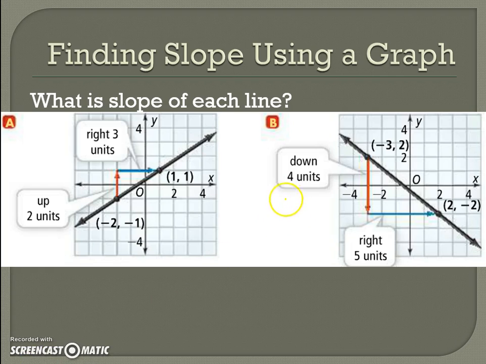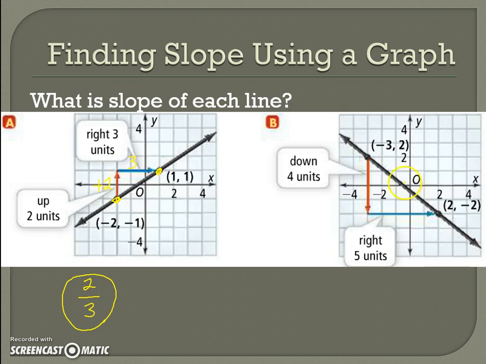And here is how you would find the slope using a graph. You just find points on the graph where it crosses the grid perfectly, and you literally count. You do your rise first, so this one goes up 2 units, so it's up 2, and then it goes to the right 3, so it's a rise of 2 over a run of 3. That's the slope. This is called a slope triangle.